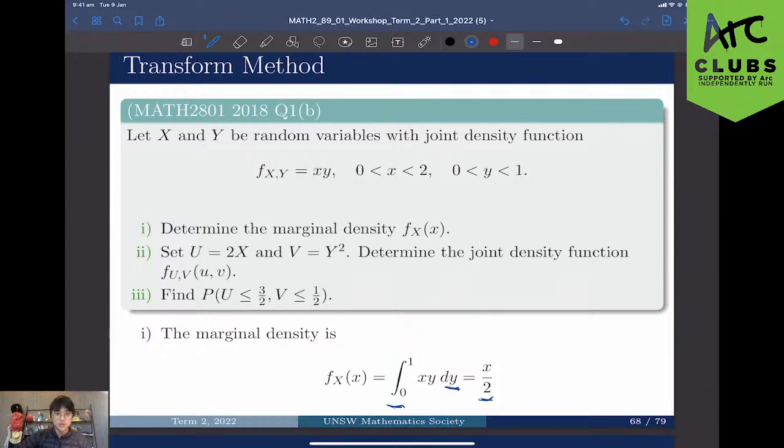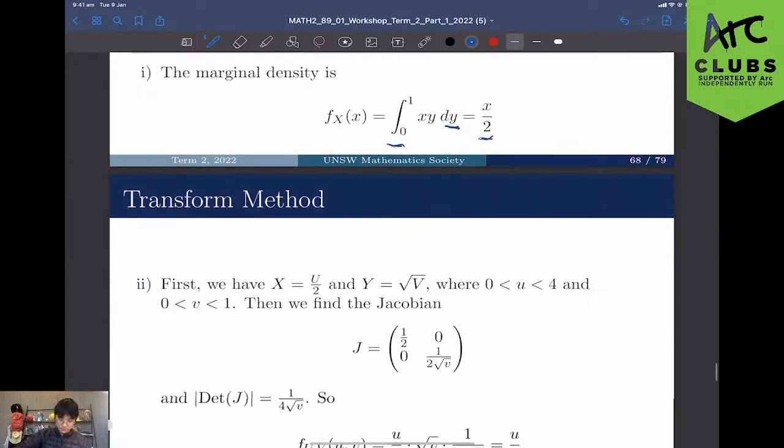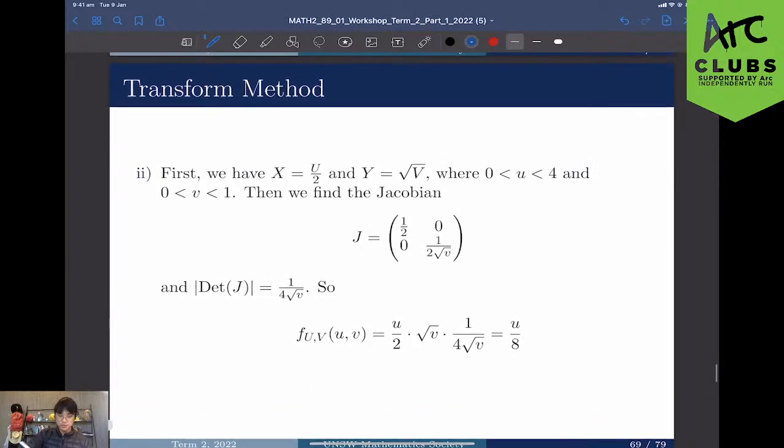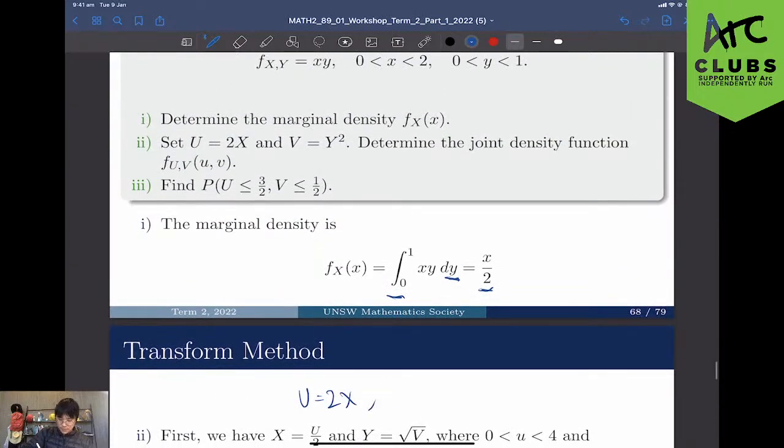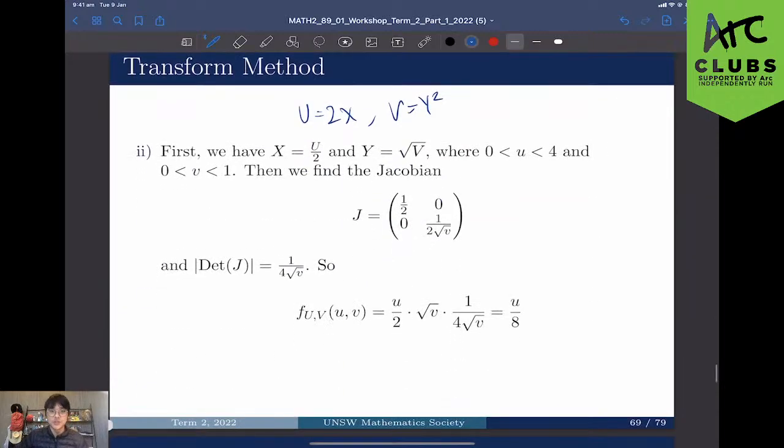Now we set u to be 2x and v to be y squared. And as I said before, we want to get x and y in terms of u and v. And the reason why we do this is because we need to calculate the Jacobian. And the Jacobian, this entry is going to be dx/du. And to calculate this, we have to have the terms for x and y.